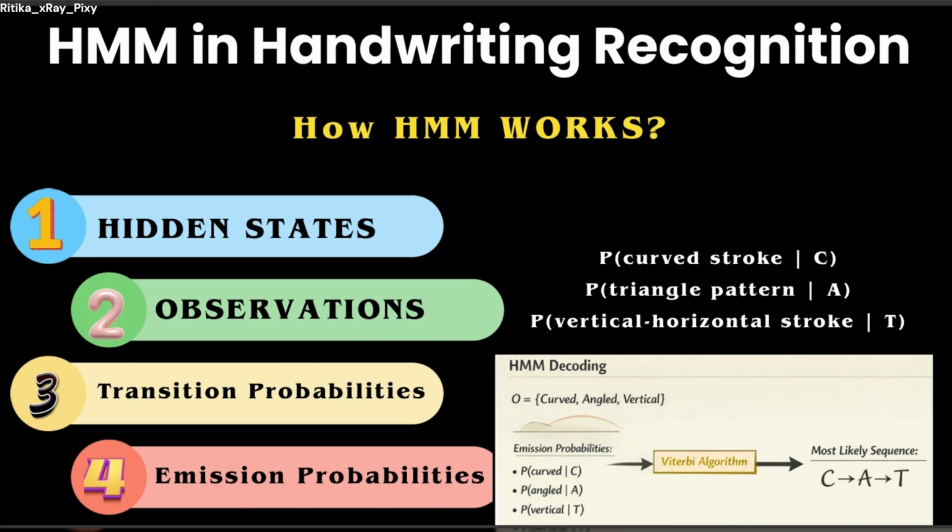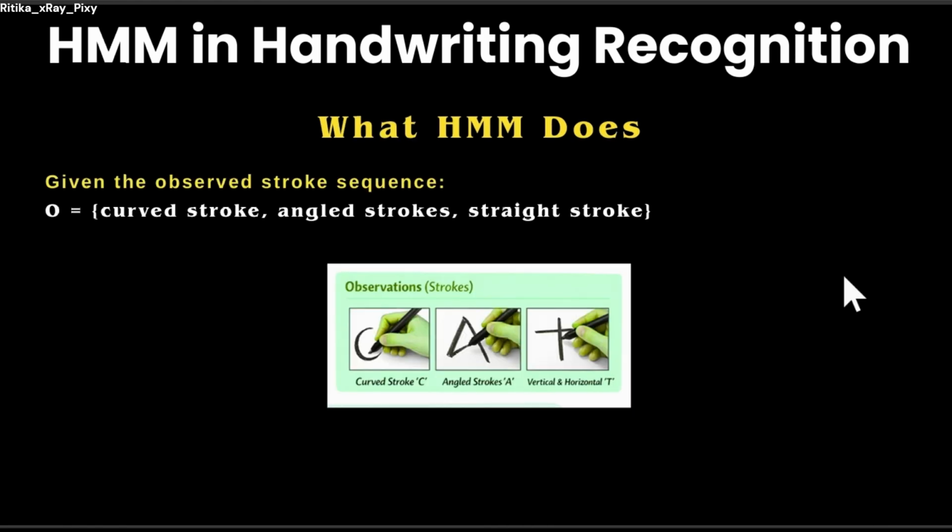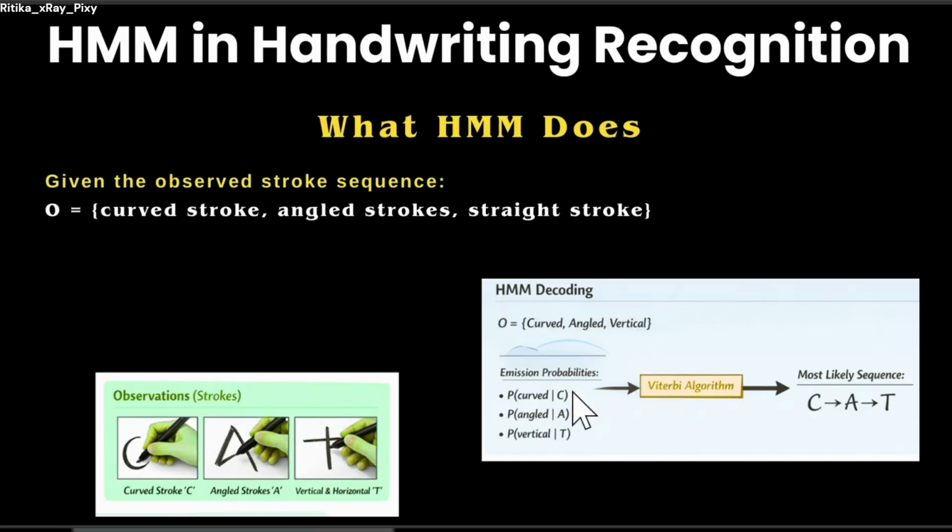So what the HMM does here: first we are given the observed stroke sequence. Here we have a curved stroke, a triangle, and a straight stroke. HMM calculates the most likely hidden letter sequence, and using the Viterbi algorithm it can decode the letters C, A, T, even if the handwriting is messy.